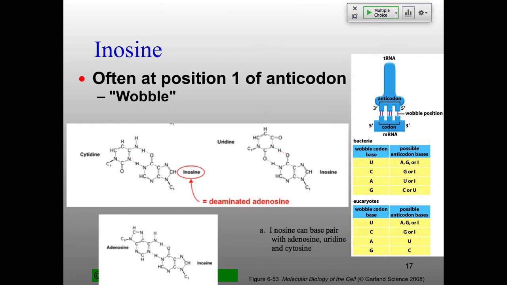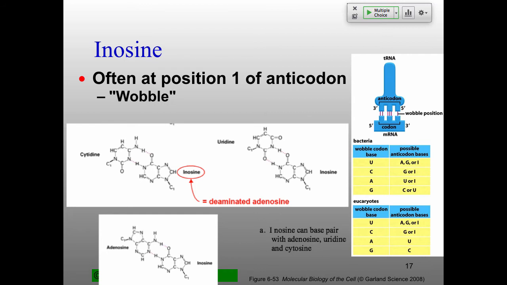Okay, so how does the cell know that with this base pair interaction, you have a particular amino acid? Sorry, on this slide, it's saying deaminated adenosine. On the previous one, it said deaminated G. Are there two ways to get to the same thing?